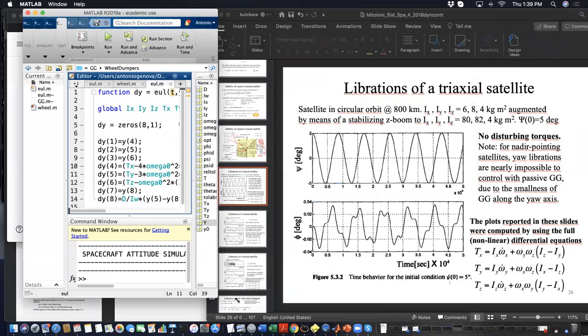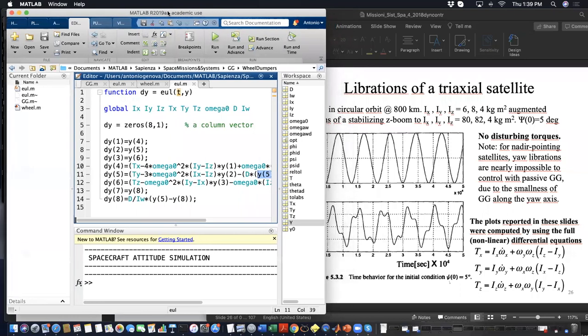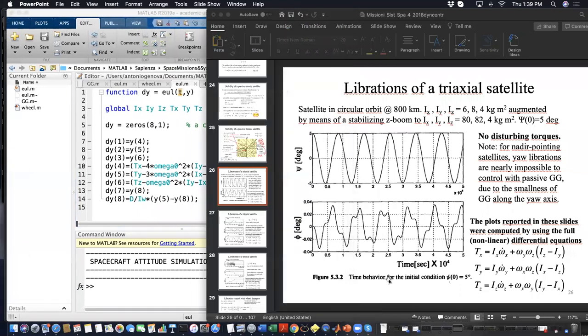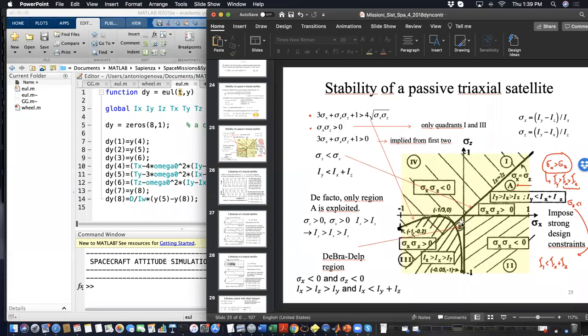So to explain what we've seen so far, and similar considerations can be done for the B section here. The only difference is that you can see that the order of the moment of inertia is different.